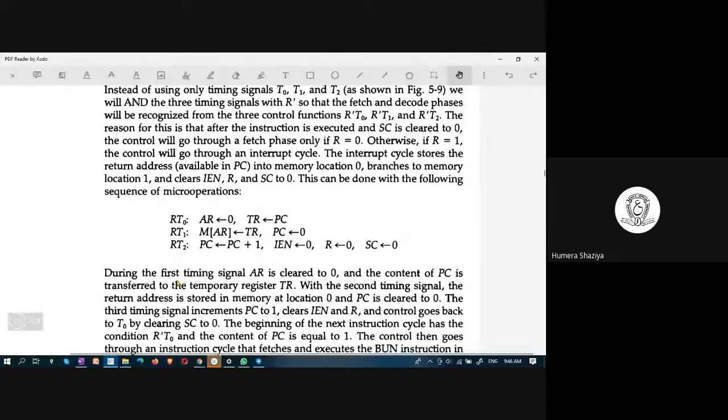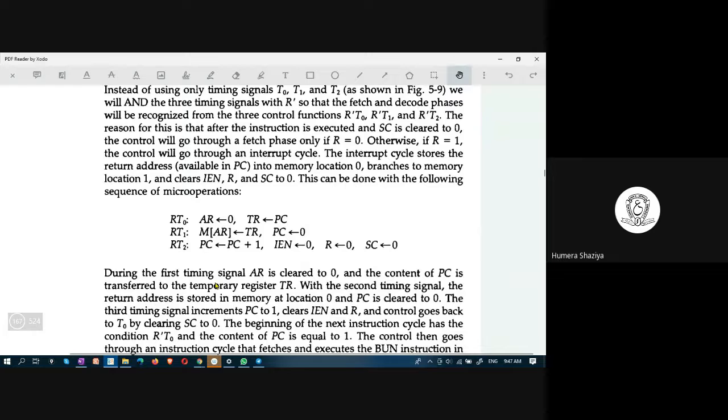What are they? The address register is set to the address 0, and you are transferring PC into TR, which is the temporary register, followed by transferring the temporary register contents into M of AR. AR is 0. Let us consider that PC is 256. 256 you are storing in TR. From TR you are storing into M of AR. AR is 0, so in M of 0 you are storing 256, and you are making PC equal to 0.